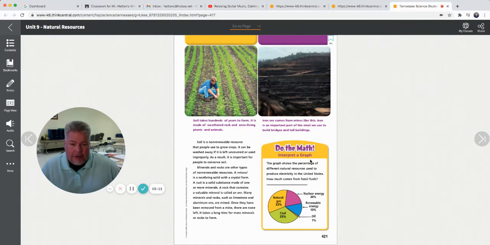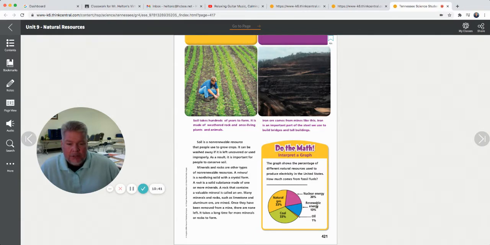Look at here. Look at interpreting a graph. This graph shows the percentage of different natural resources used to produce electricity in the United States. How much comes from fossil fuels? Well, fossil fuels are natural gas and coal and oil. So 33 plus 33 is 66, plus 1 is 67. So 67% of the energy we use to produce electricity comes from fossil fuels.